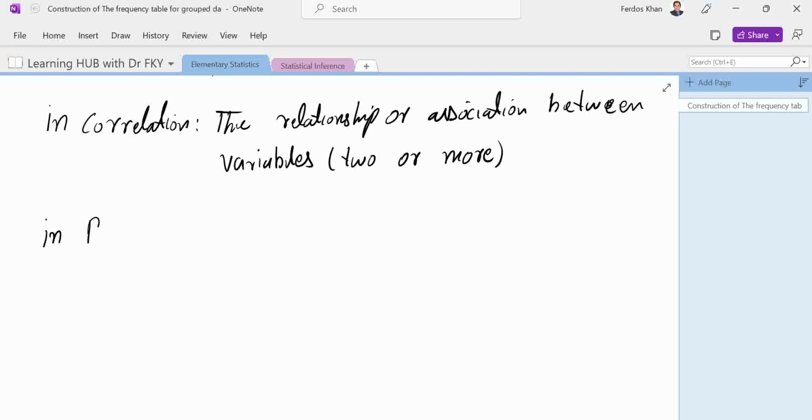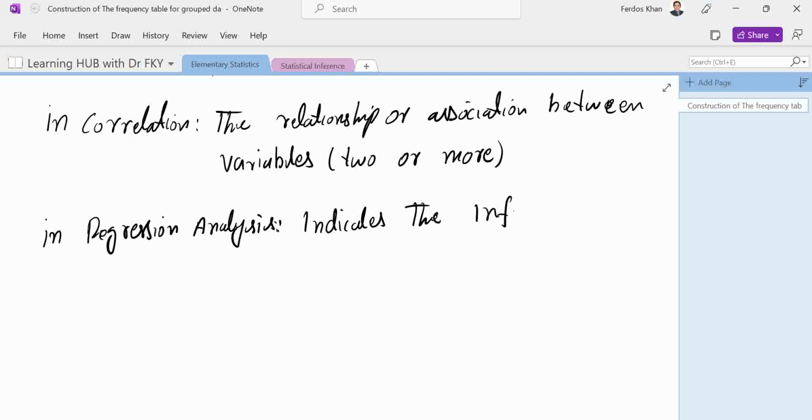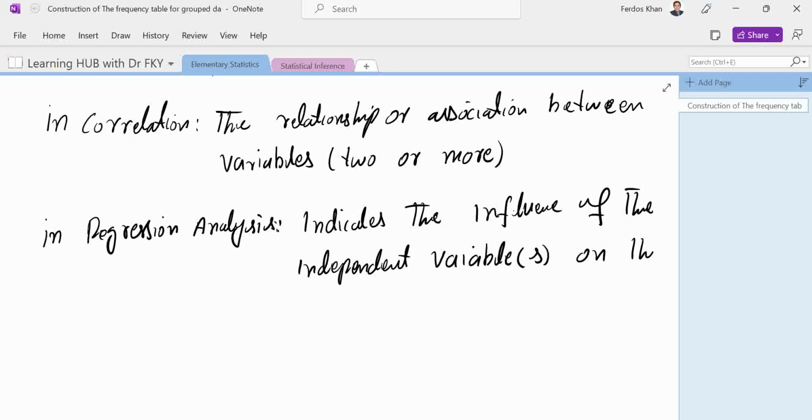In regression, regression analysis indicates the influence of the independent variable or variables on the dependent variable or variables.